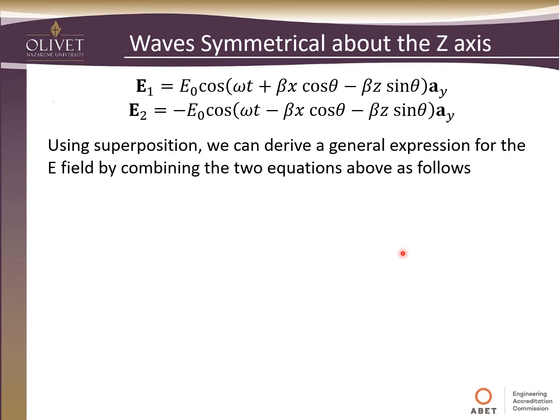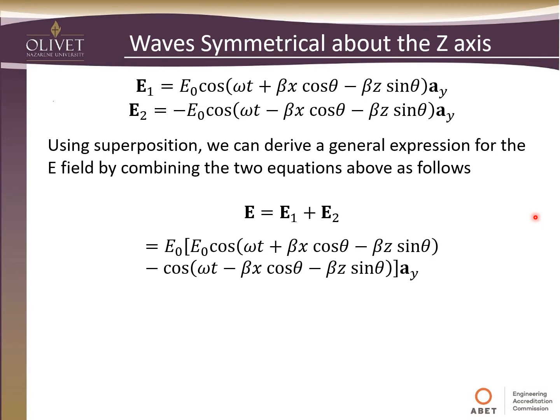So now we can use superposition as a tool here that will let us derive a general expression for the E field by combining these two equations above. When we do that, we'll come up with this new E vector, our electric field vector, which is just the addition of the E1 and E2 vectors here. Of course, when we do that, we simply plug in the values from above and do some mathematical rearrangements, and our new expression for the resultant electric field is this equation here.